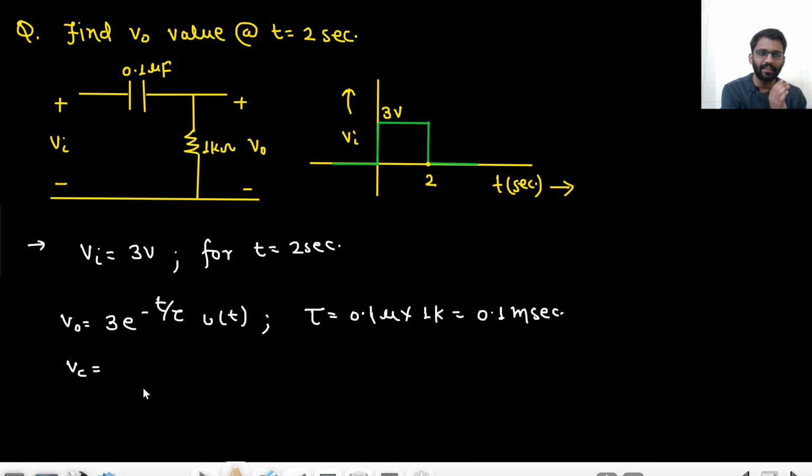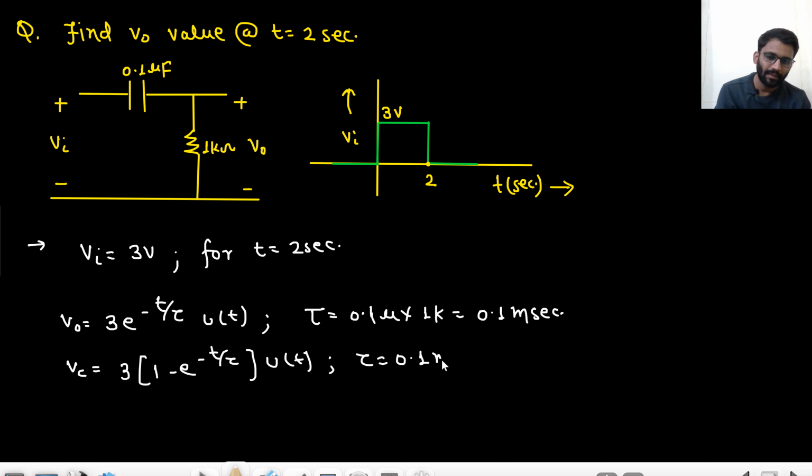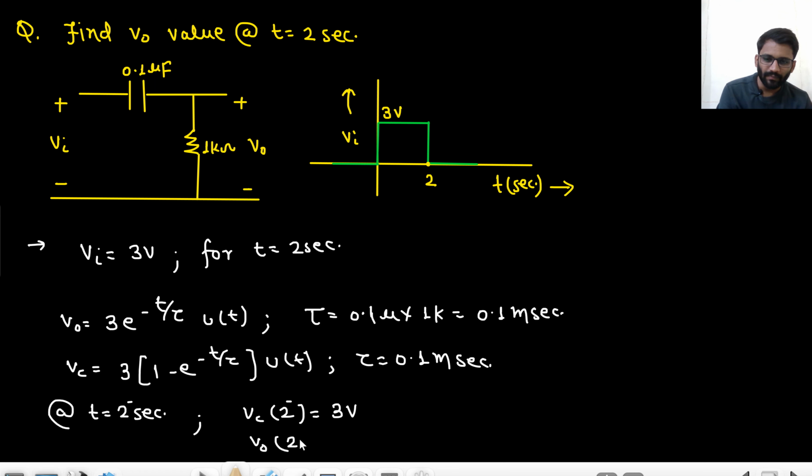What will be the equation of Vc? Initially it is 0 and eventually it will go up to 3 volt. So 3 into (1 minus e to the power minus t upon tau) with the same time constant, that is 0.1 millisecond. At t equals 2 seconds, what is there? Vc at t equals 2 minus seconds will already be 3 volt, and V naught at t equals 2 minus seconds would be 0 volt, right? The capacitor would have been charged to 3 volt and V naught will be at 0 volt.